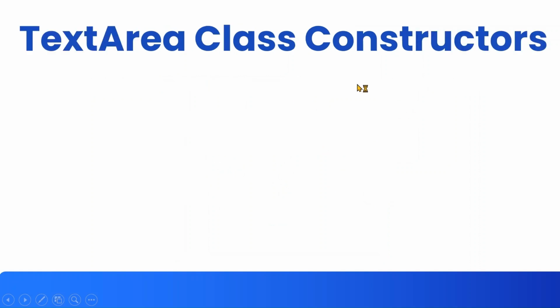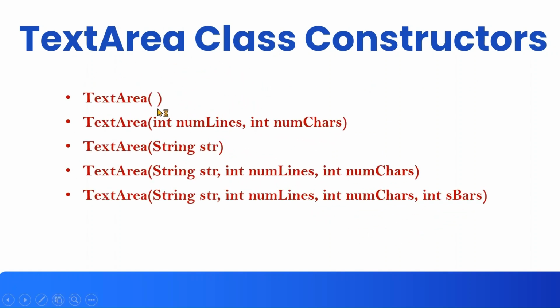Now, coming to the constructors of text area class. We have a text area without any parameter. We have text area with number of lines. That is, suppose you want to go for 5 rows, so you can put 5 lines. That is a numerical number 5, and each line, how many characters you want to enter. Suppose each line I want to enter some 50 characters, so you can write 5 comma 50. So 5 lines, each line 50 characters.